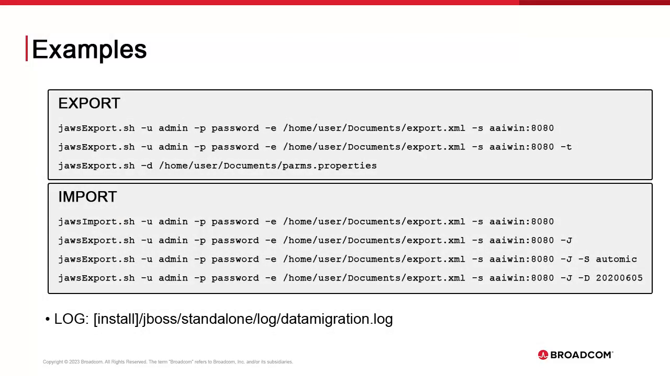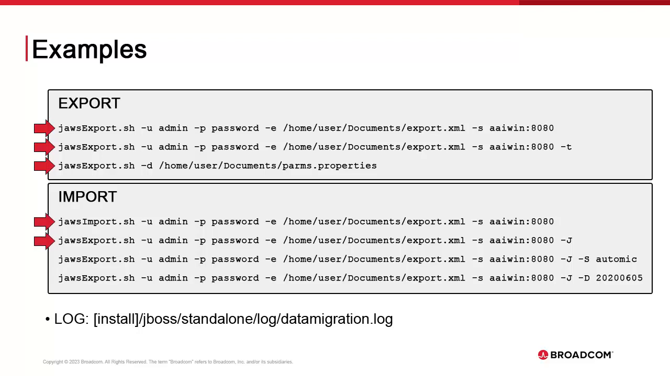We've provided some examples. This exports all data from AAI on a host called AAI Win. This does the same, but over HTTPS. This exports using parameters provided by a file called parms.properties. This imports everything to that host from the same file.